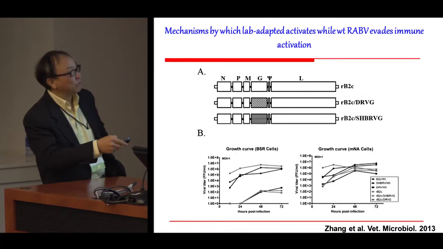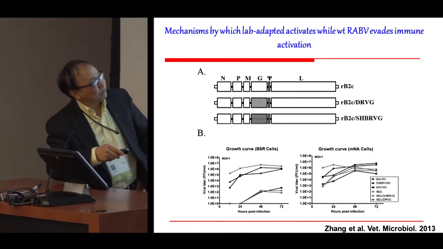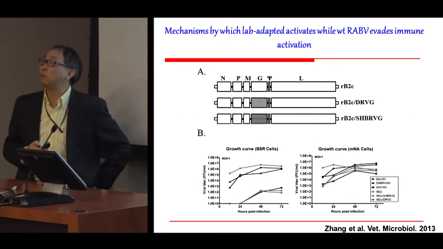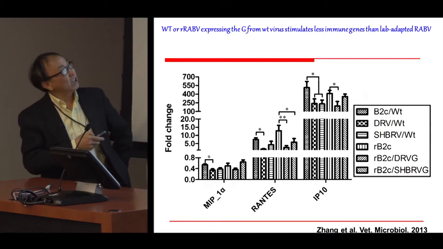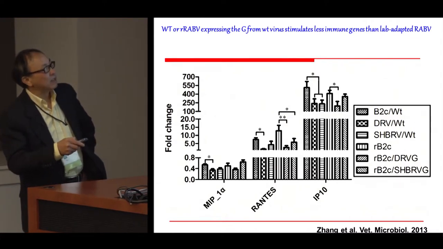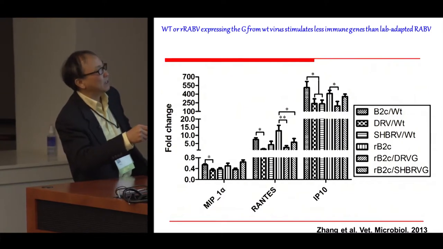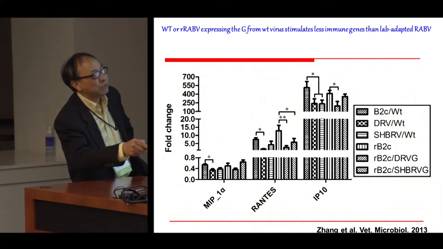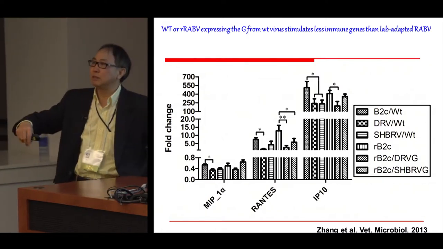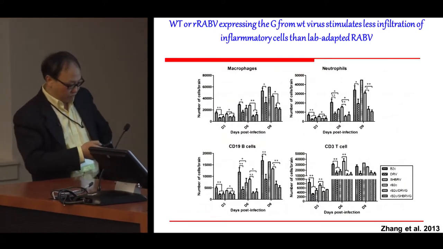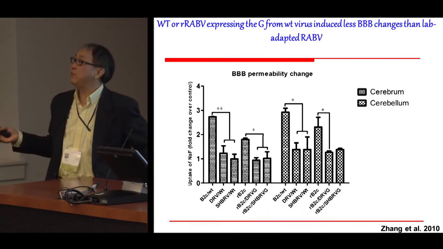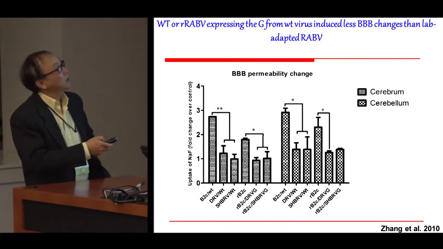So what I can show here is virus growth in cell culture. You can see here the wild type. If you see the recombinant expressing the wild type glycoprotein, you can see here and here, they cannot grow very well anymore in the non-neuronal cells. And also you can see here, they do not induce the expression of the innate immune genes, again the chemokines. With the lab-adapted virus, it does induce. But when you switch that, change it to a G protein from a wild type virus, it doesn't matter whether from a dog virus or from a bat virus, the induction suddenly drops down. And that's the same for infiltration of inflammatory cells or the BBB permeability change. It ends up as a wild type virus now, a virulent virus. Just switch one protein. That's how the virus controls the virulence.